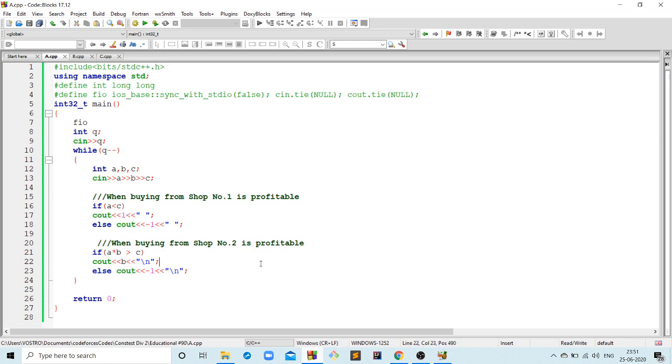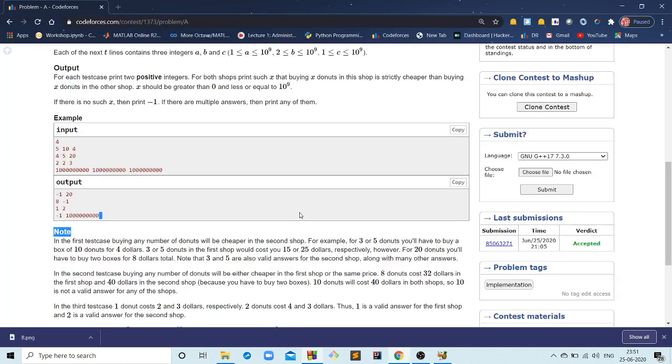I hope this was clear, and I have already submitted this question. Here you can see it is accepted. So this approach is correct.